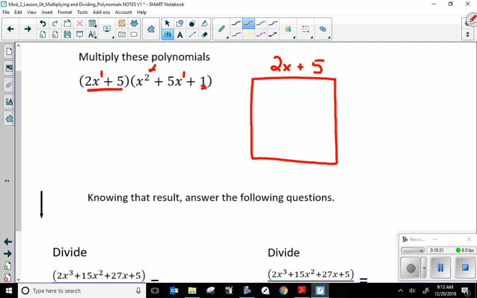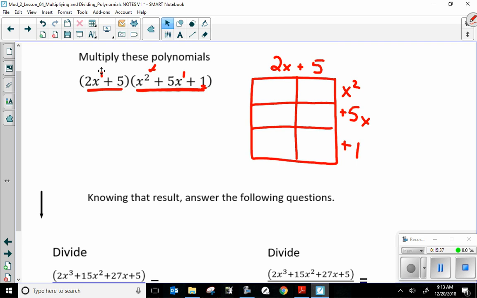Boom. And I know it's 3 tall. So it's a positive x squared, a positive 5x, and a positive 1. So I have my 3 rows, and I have my 2 columns. All right? And I'm going to have arrows out of the bottom left corners, because that's what I do.